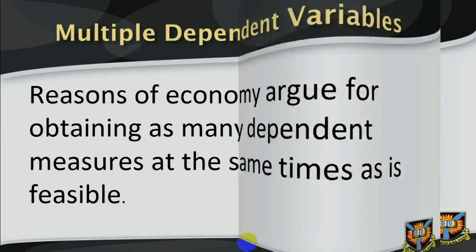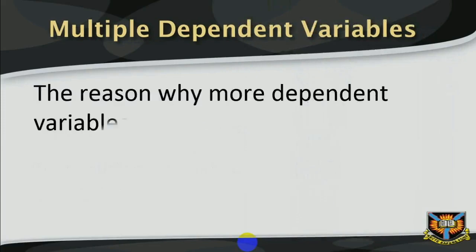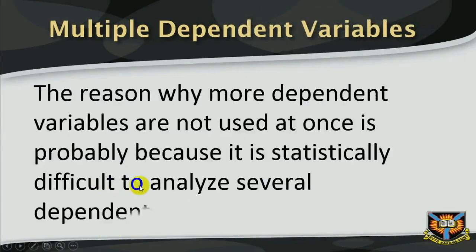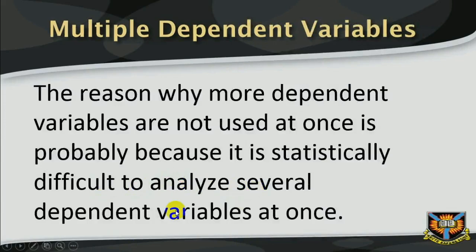The reason why more dependent variables are not used at once is probably because it is statistically difficult to analyze several dependent variables at once. Although modern computer techniques make the calculations quite feasible, many experimental psychologists have not been well trained in these multivariate statistical procedures and thus hesitate to use them.